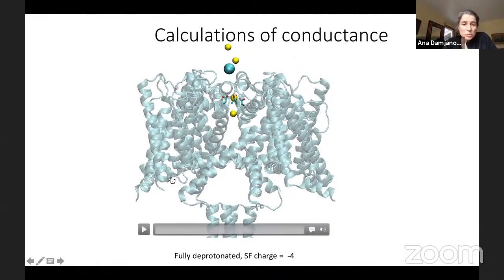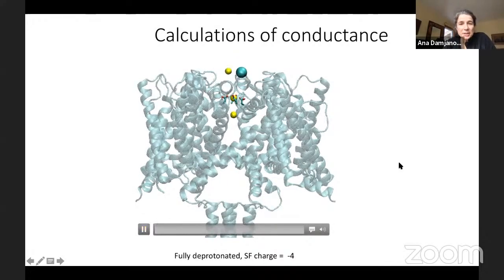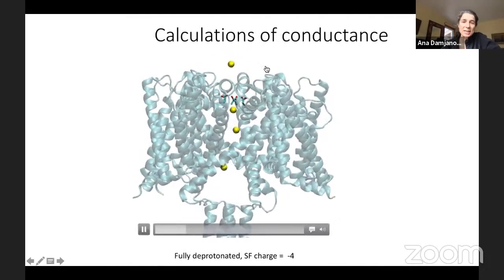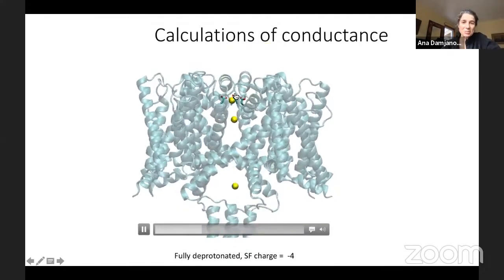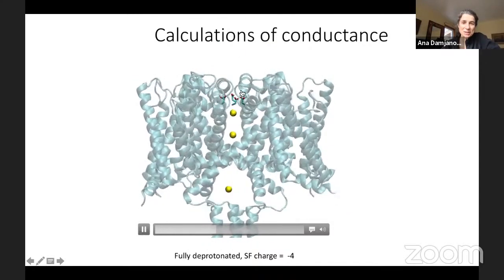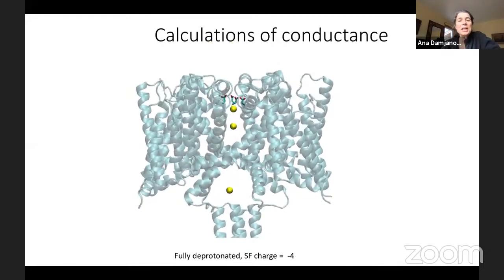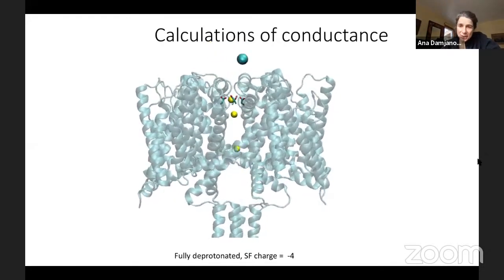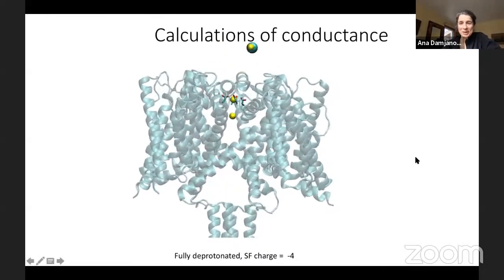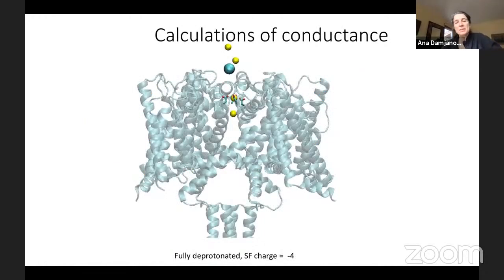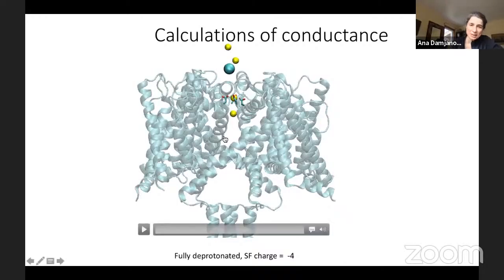I'm going to show you the movie here. Hopefully it works. So you can see ions moving through, and actually it's a knock-on mechanism: one of them comes and knocks the other one down. It's a nice movie, but it was actually very hard to get. Let me get back. The reason is that when you start the simulations from the crystal structure, the gate here actually closes.